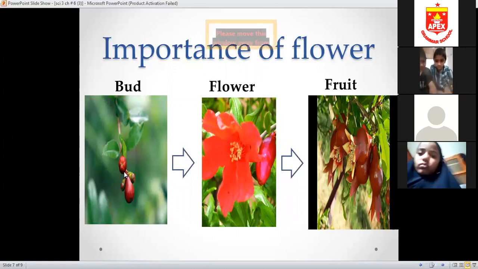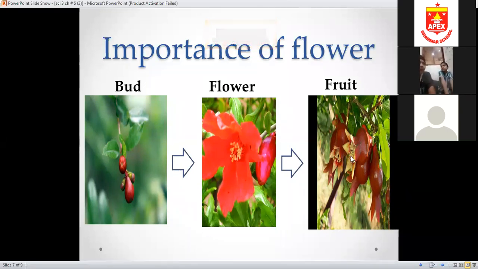There are three basic steps. First is a bud. This is a bud of a pomegranate plant I have shown you. The bud grows. Later on, after many days, it has grown into this flower. And when this flower turns into fruit, you can see the petals fell off, and when the petals fell off, the fruit comes out.